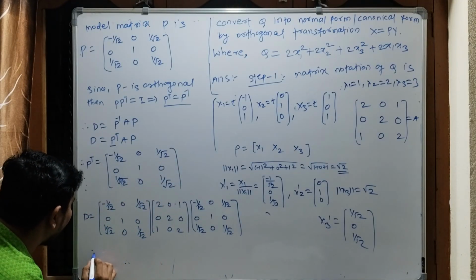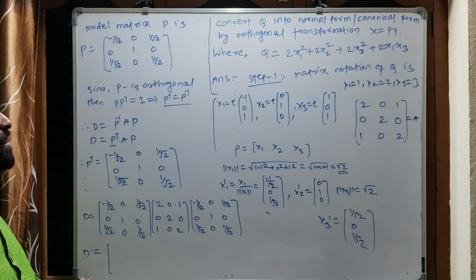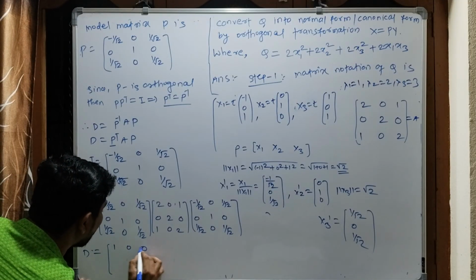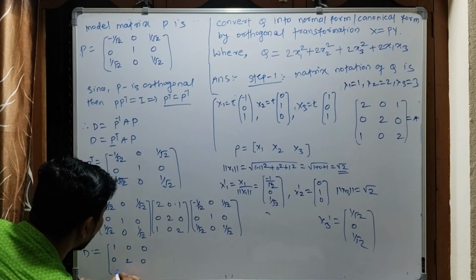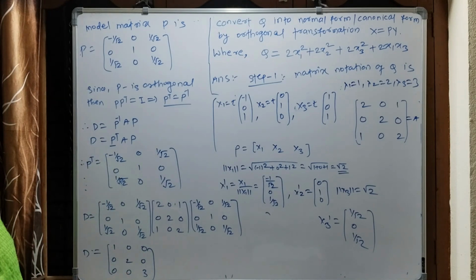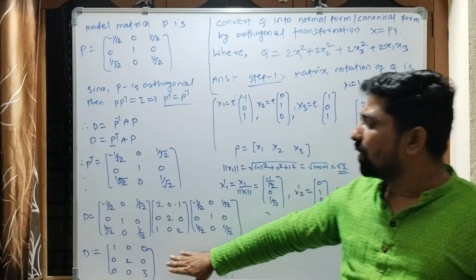Now no need to calculate this matrix multiplication. D equal to, directly write the diagonal matrix with eigenvalues as its diagonal entries: 1 0 0, 0 2 0, 0 0 3. So this is your diagonal matrix D. So till now we have found the diagonal matrix.